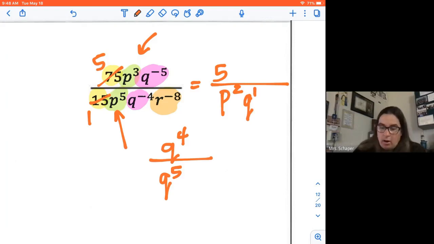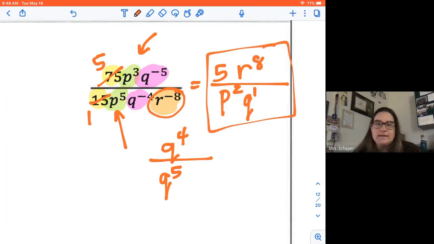And then for my r to the negative 8, to make that positive, I move it to the other part of the fraction, and it's a positive exponent.